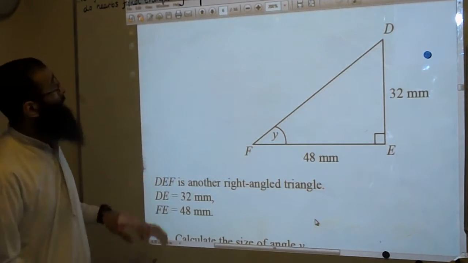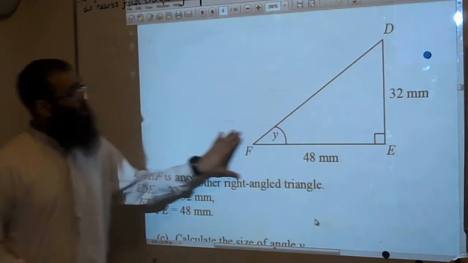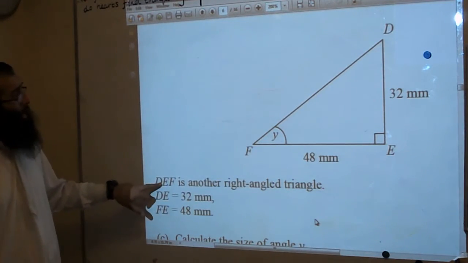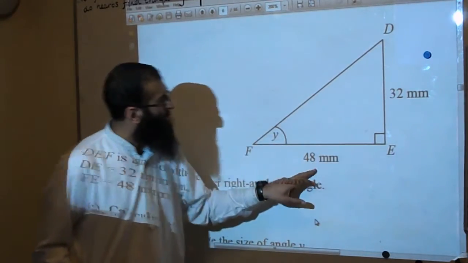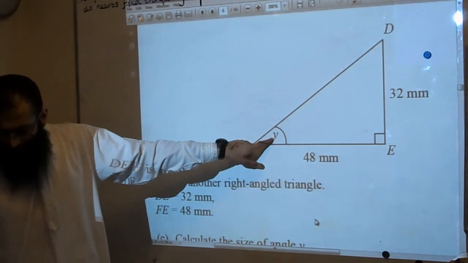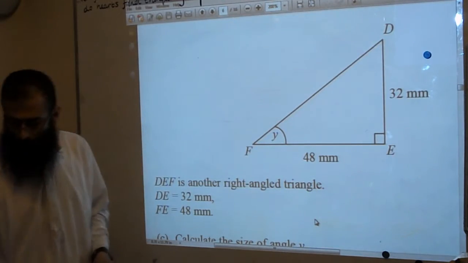This is question 4C. So we're carrying on with the trigonometry theme here. We have D to E is 32 millimeters, F to E is 48 millimeters. We're going to work out the angle Y, accurate to 1 decimal place. So let's have a look at what we do first.